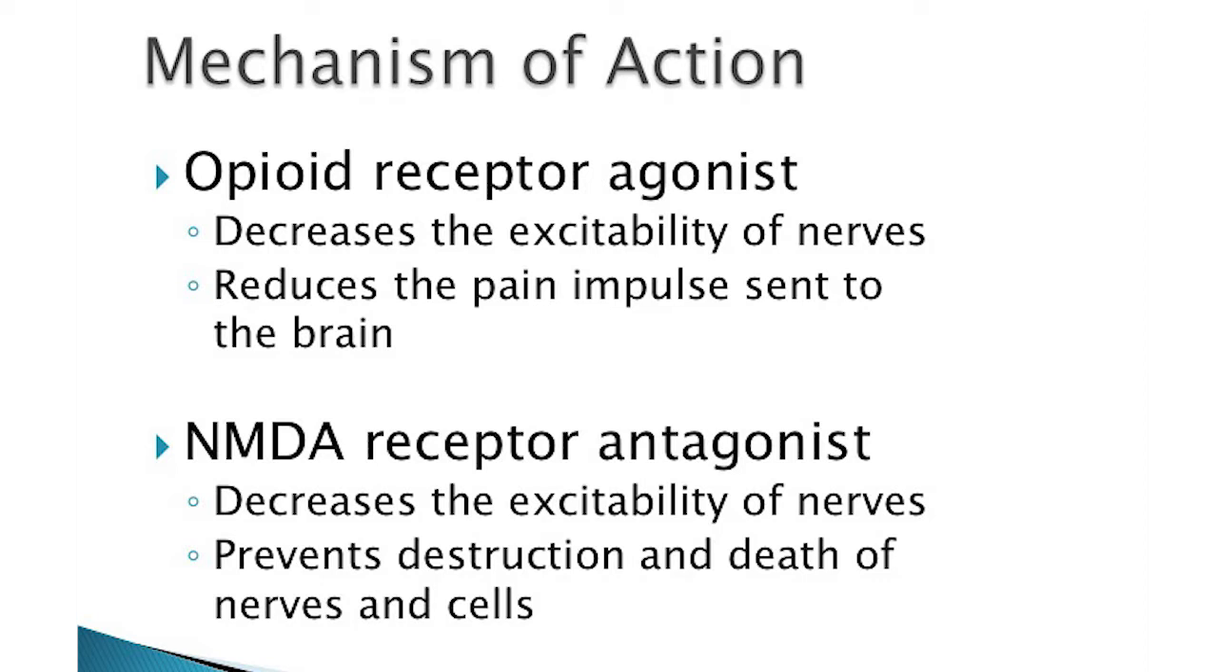However, methadone is also an NMDA receptor antagonist, which again decreases the excitability of nerves, but to a different end. In this way, it protects nerves and cells against death and destruction from overexcitation. It's been suggested that this novel mechanism of action is the reason that it may be superior to other pain medications in treating neuropathic pain, the kind of burning, tingling pain that you see with diabetic neuropathies or fibromyalgia that is a lot more difficult to treat.